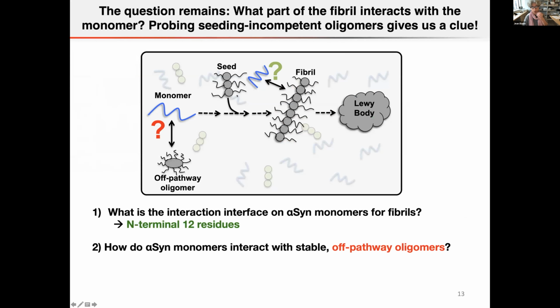And so now in this part of the story, we think we understand that the extreme N-terminus is the interface region with the fibril.